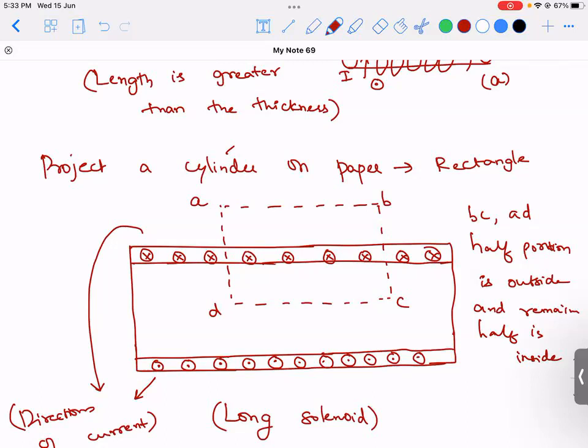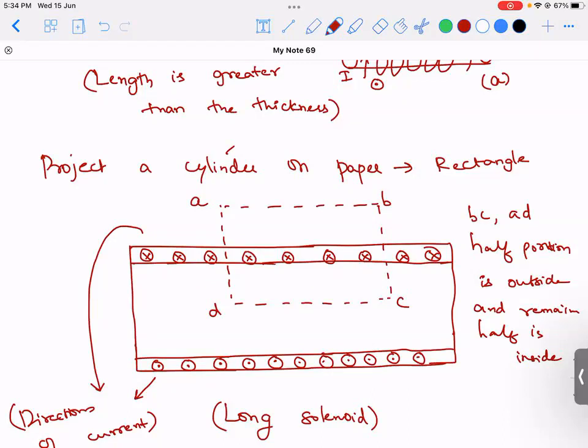Which one will be north? So this one. So it's standing this side. Okay, this side is south. So how will you say that? Because the current is flowing in clockwise direction. That is a very good way to analyze.